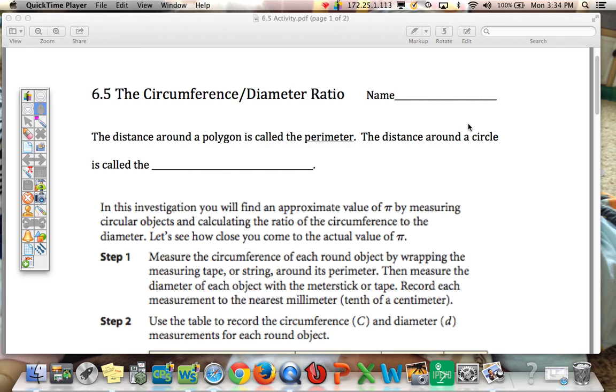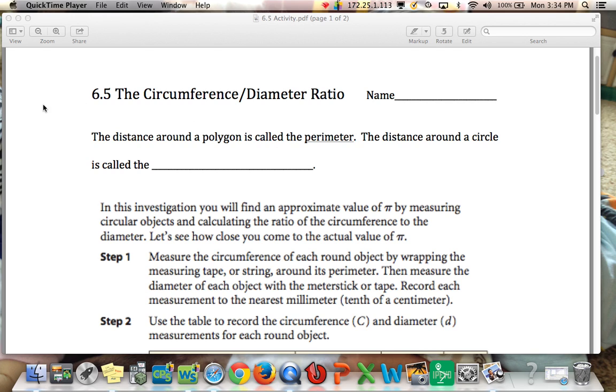6.5, we're going to look at the circumference diameter ratio in a circle. We're going to start with a definition. The distance around a polygon is called the perimeter. In a circle, which is not a polygon, the distance around is called the circumference.